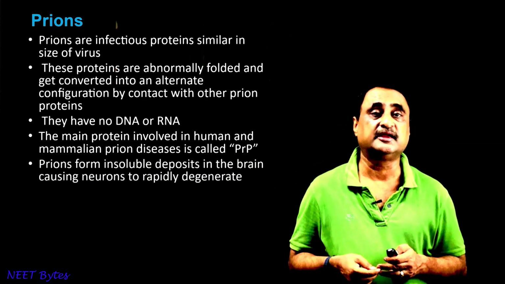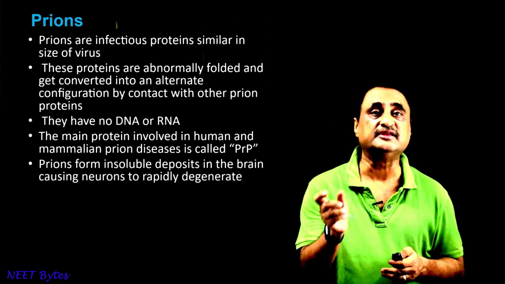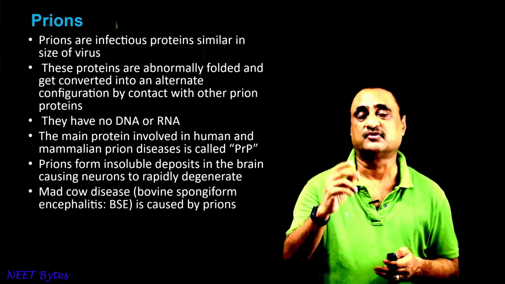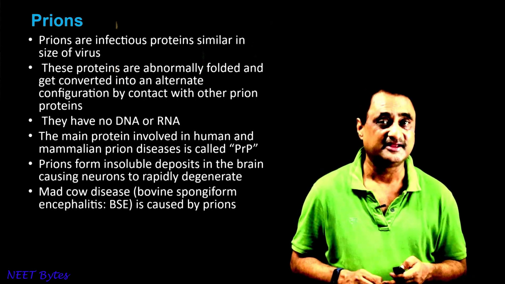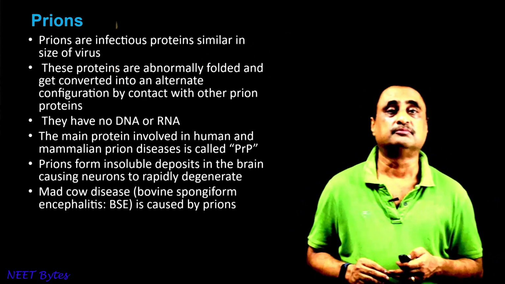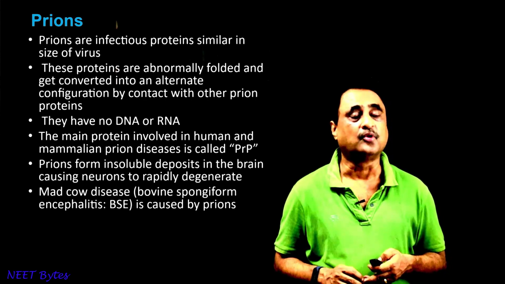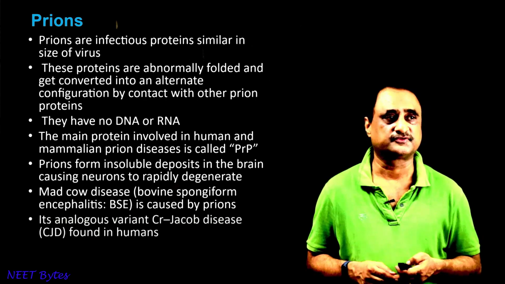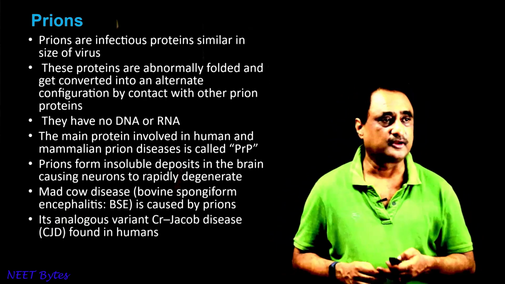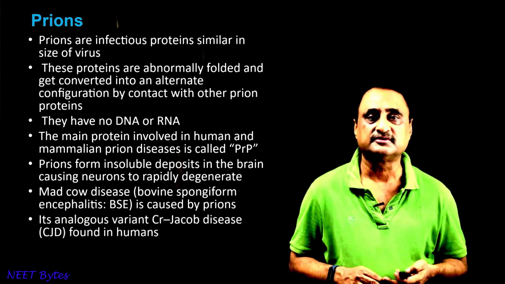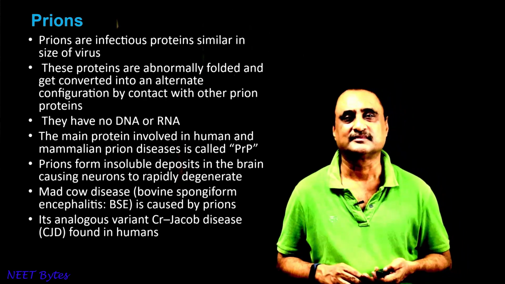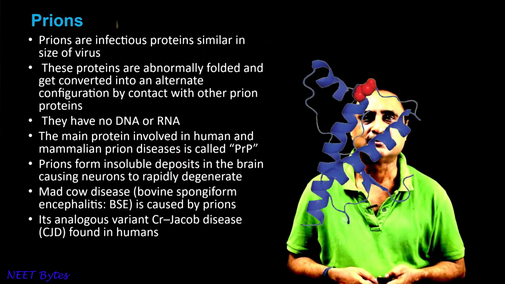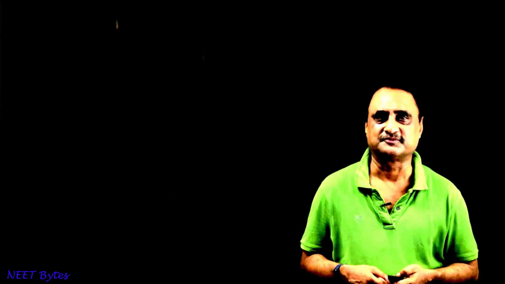In humans, they form an insoluble deposit, which eventually leads to degeneration of the neurons. One of the most well-studied diseases caused by prions is mad cow disease. We call it bovine spongiform encephalopathy, right? That is caused by prions. It is also analogous to Creutzfeldt-Jakob disease that is found in humans. So that's all as far as the entire virus topic is concerned.